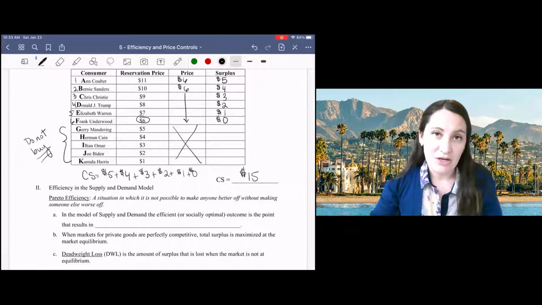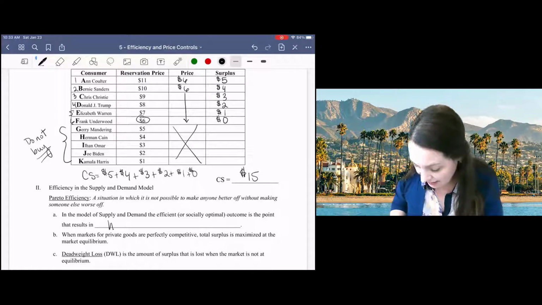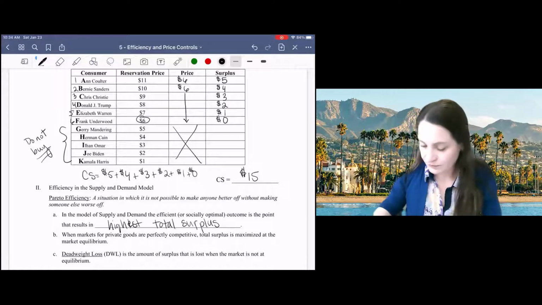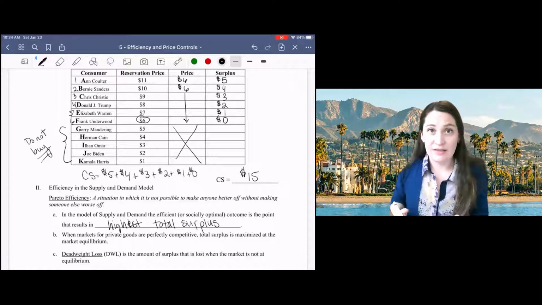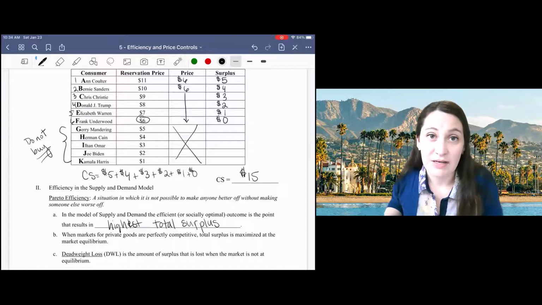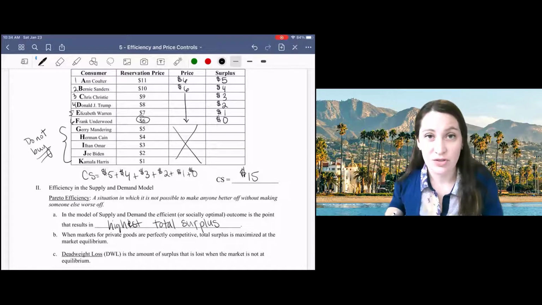We define the efficient or socially optimal point in this model as the outcome that results in the highest possible total surplus, or the greatest benefit to all groups within society. When markets are perfectly competitive, total surplus is maximized at the market equilibrium. In other words, everyone who can potentially benefit from trading is doing so. So we end up with the highest possible total surplus.